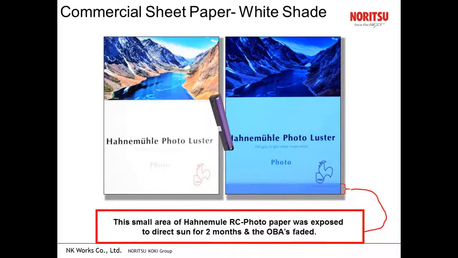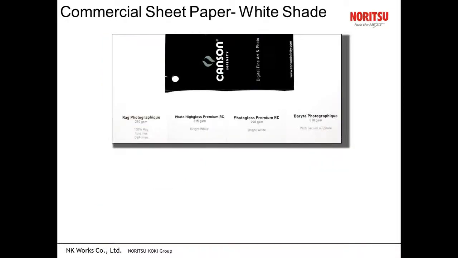And in 2 months, the OBA faded on the Hahnemuhle paper. And when I had UV light available to me, I was able to see that within the paper itself. But if I had no UV light, the paper looked absolutely fine, as it did here. So illumination of the print itself became a very important factor. And that led me down a path on a completely different presentation, which I'm going to go to shortly.